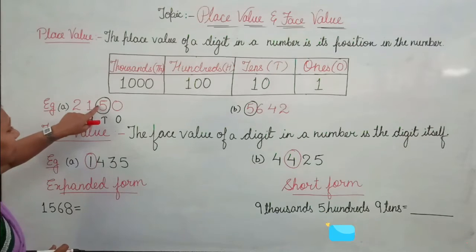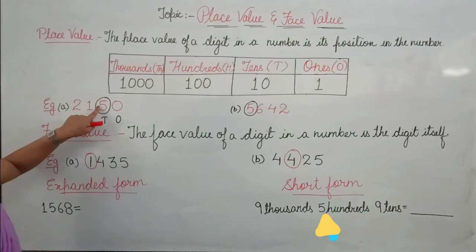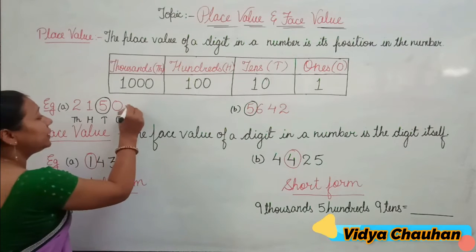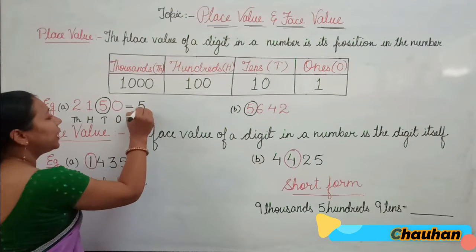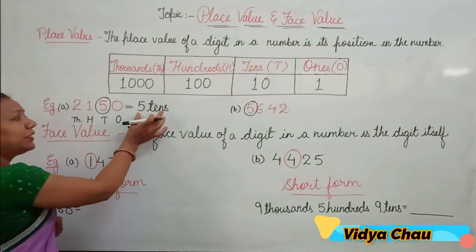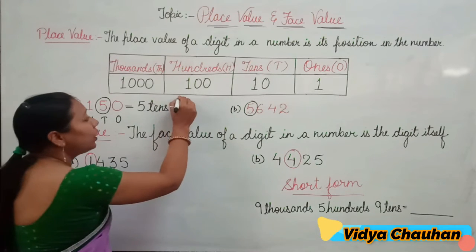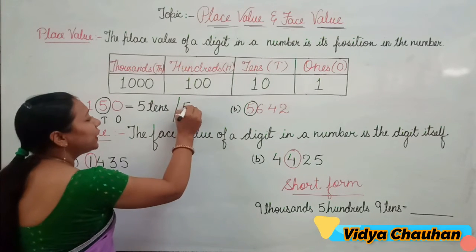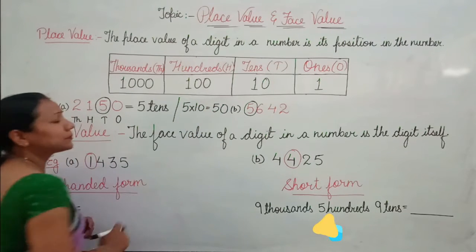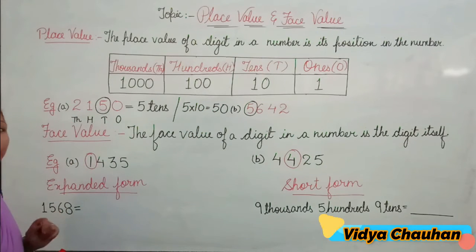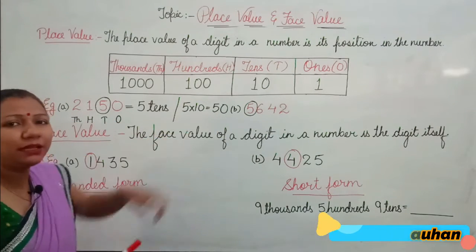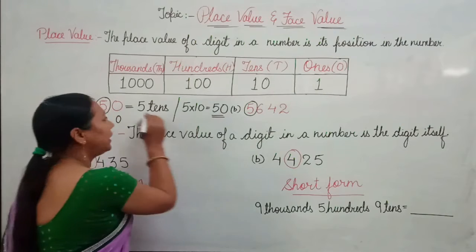So what is the place value? Now can you see the place value of 5 here? Yes, 5 is at tens place. So you can write the answer as 5 tens. Right? You can write it as 5 tens, or you can also write it as 5 multiplied by 10, that is 50. So the place value of 5 is 5 tens or 50. This is your correct answer.